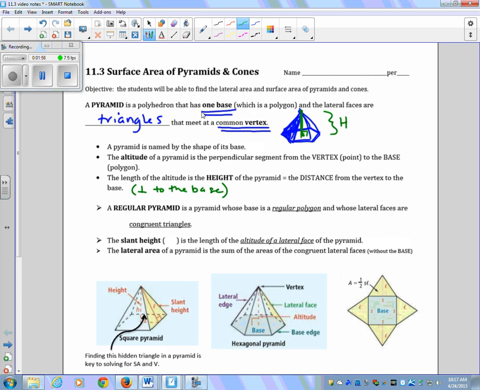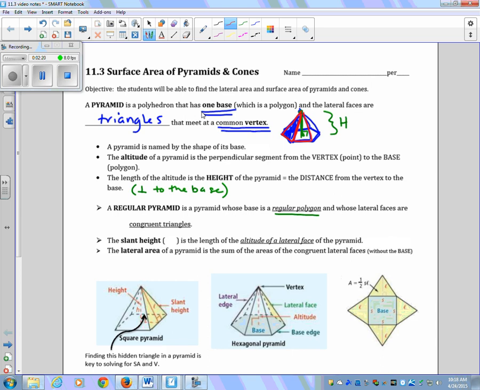A regular pyramid just means that its base is a regular polygon. So the base has all the same lengths of sides and interior angles, which means all of the triangles, like we said up here, the triangles that are the lateral faces, are going to be congruent triangles.